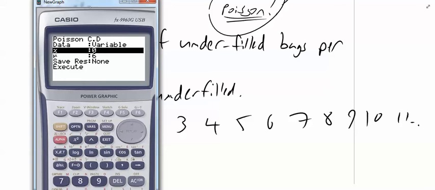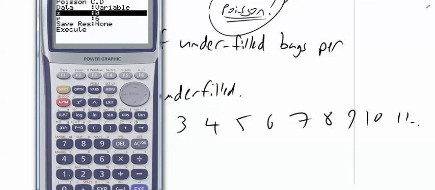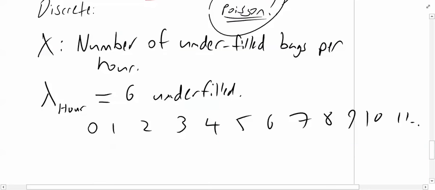So this is going to be 1 or less bags underfilled per hour. 0.017. Okay, what about 2? So 2 or less bags underfilled per hour. Here we go. 0.06197. Okay, so it's getting higher, but it's still pretty low. So we're starting to get an idea. Let's go back and look at the question again so we can get our heads around it.